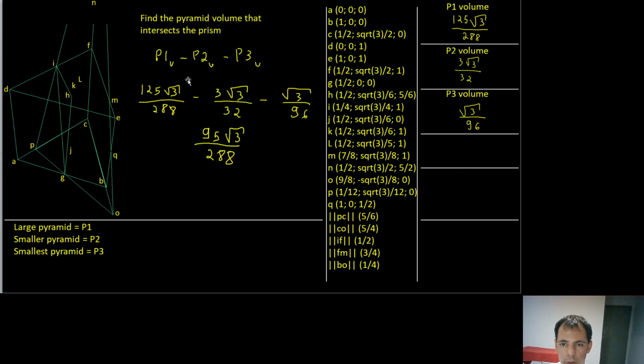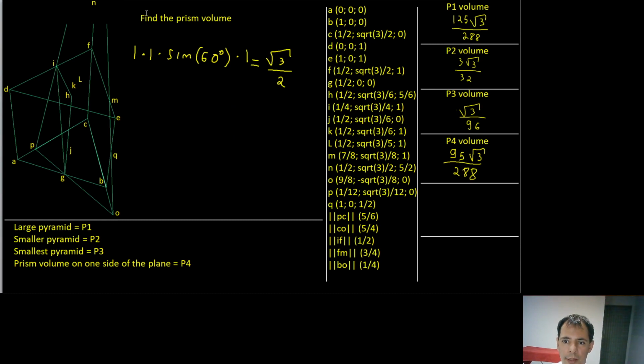Almost over. Okay, now you want to find the pyramid volume that intersects the prism. So it's going to be the largest pyramid minus the smallest one in here, minus the pyramid that's on top of the prism. Okay, so you already have all these volumes in here, and you just do P1V minus P2V minus P3V, and you're going to have this volume here. This volume here is going to be the volume of the largest pyramid that's inside the prism. That's actually what you care about. It's the largest part of the prism that's on the other side, that's behind the glass. It's behind the plane.